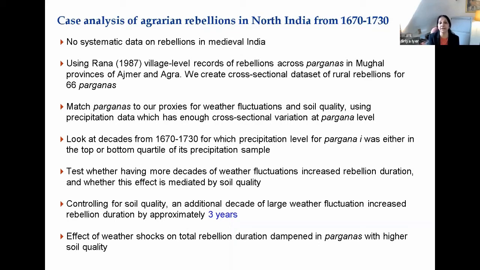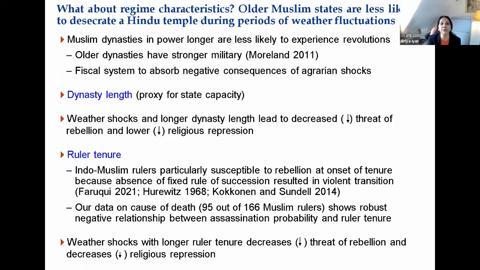Now, in this period, 1670 to 1730, the sample average for the rebellions is about 38. So it's a period of actually pretty intense rebellion as well. The effect of the weather shocks on total rebellion duration is then dampened in those parganas with higher soil quality. So we present this as evidence that the soil quality does seem to matter for this.